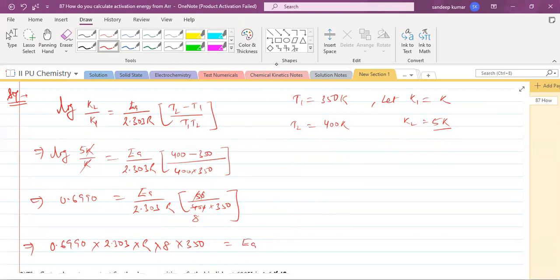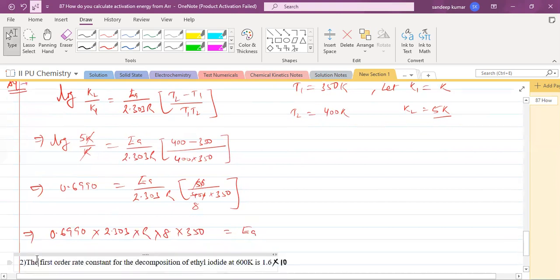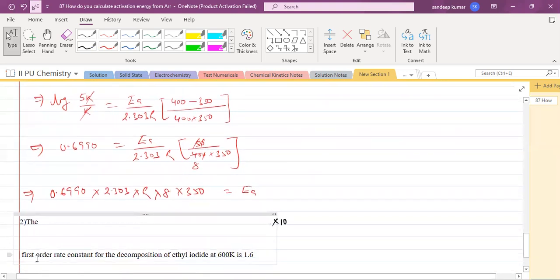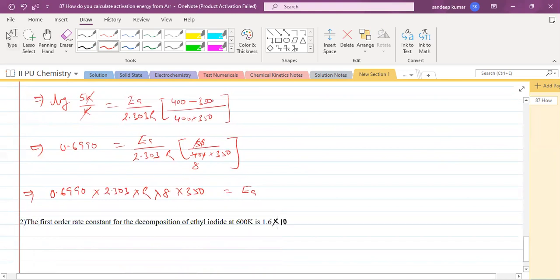Am I clear? So we can write here further. If you solve this value, you'll get EA is equal to 0.6990 into 2.303 into R value, which is 8.314. You can take 8.314 into, if you multiply 5 8s are 40, 0 already is there. The balance is 4, 8 3s are 24 plus 4, 28.